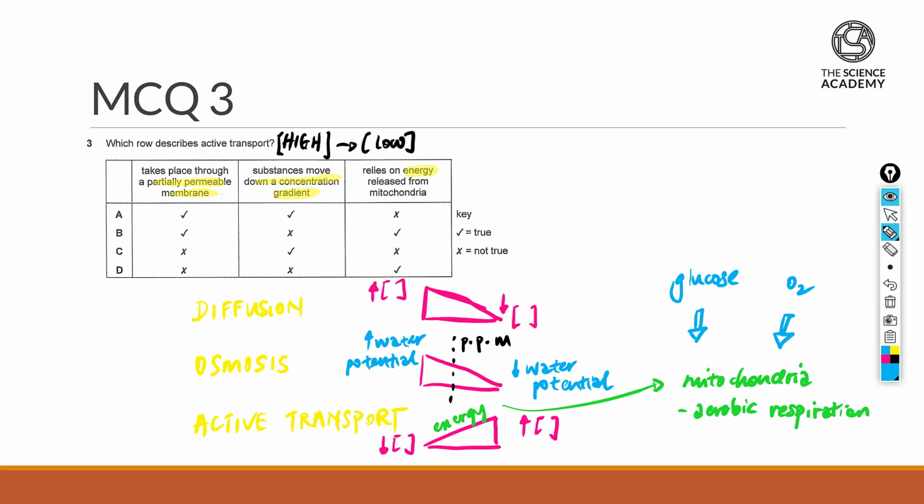So with this in place, I would say that the act of taking place through a partially permeable membrane is unnecessary. So C as well as D is on the way itself, and moving down a concentration gradient is definitely a negative, because for active transport we are actually going against or going up a concentration gradient, and the reliance on energy is a very big definition and characteristic of active transport. So yes, we will require energy itself. The answer for this question here will be D.